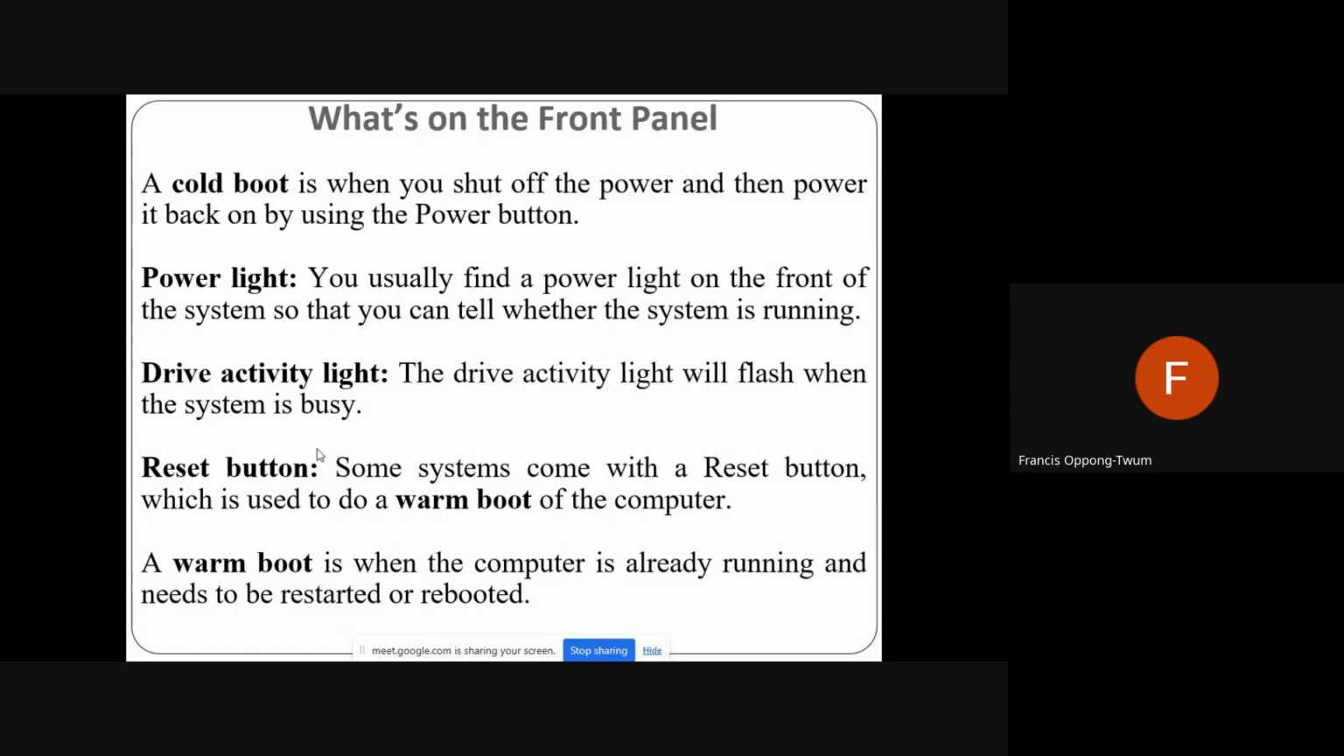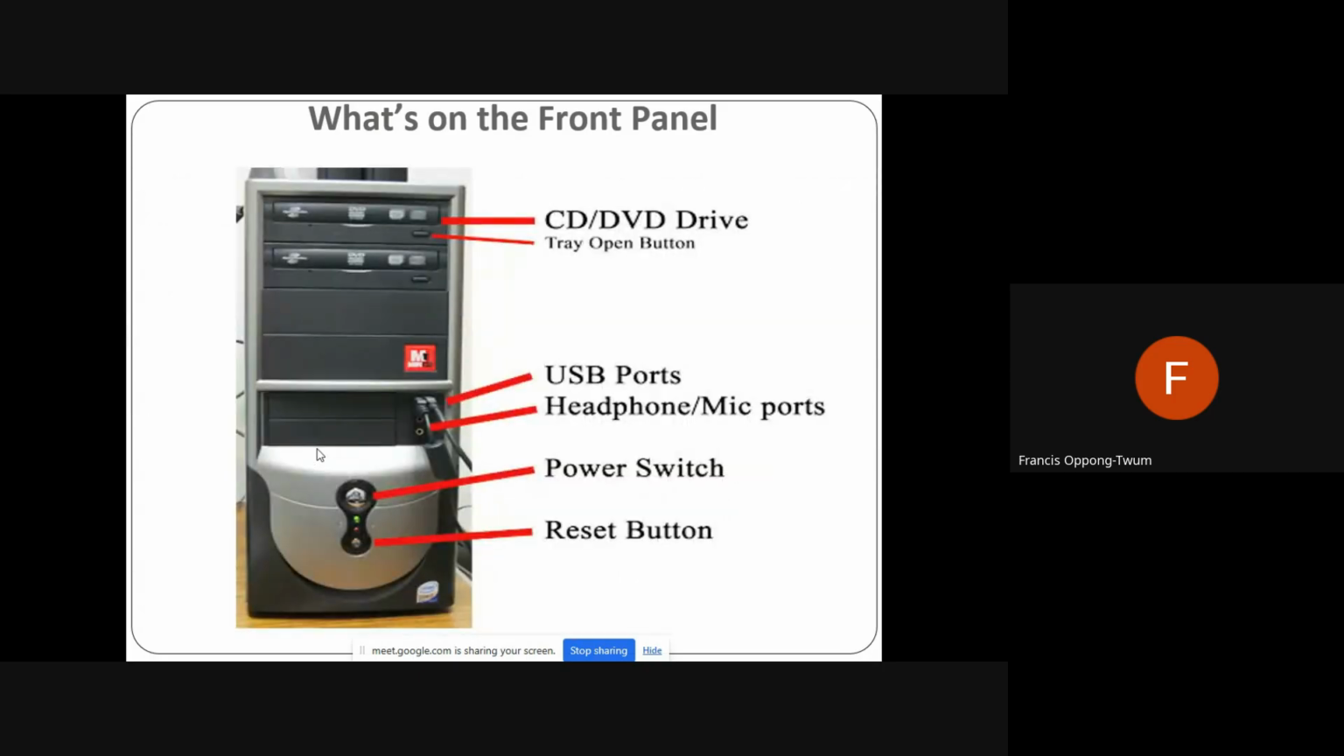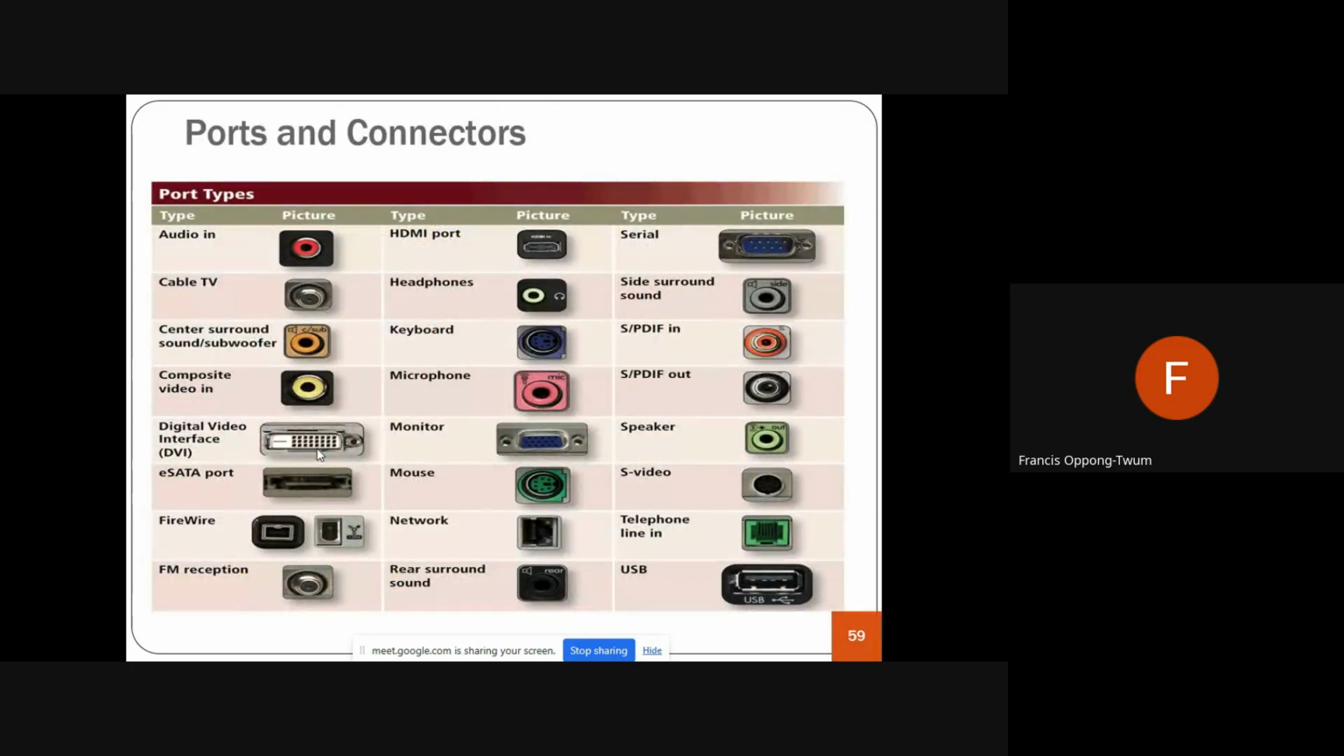Please get to know this. Then we have the power light. You usually find the power light in front of the system so that you can tell whether the system is running. Anytime the computer is running, you will see the power light. The drive activity light will flash when the system is busy. Sometimes when the computer is working and it is busy, you will see the drive activity light blinking for you to see. Then we have the reset button. Some systems also come with the reset button, which is used to do a warm boot of the computer. So please, let's get to know all this. These are some basic hardware things that we all need to understand.